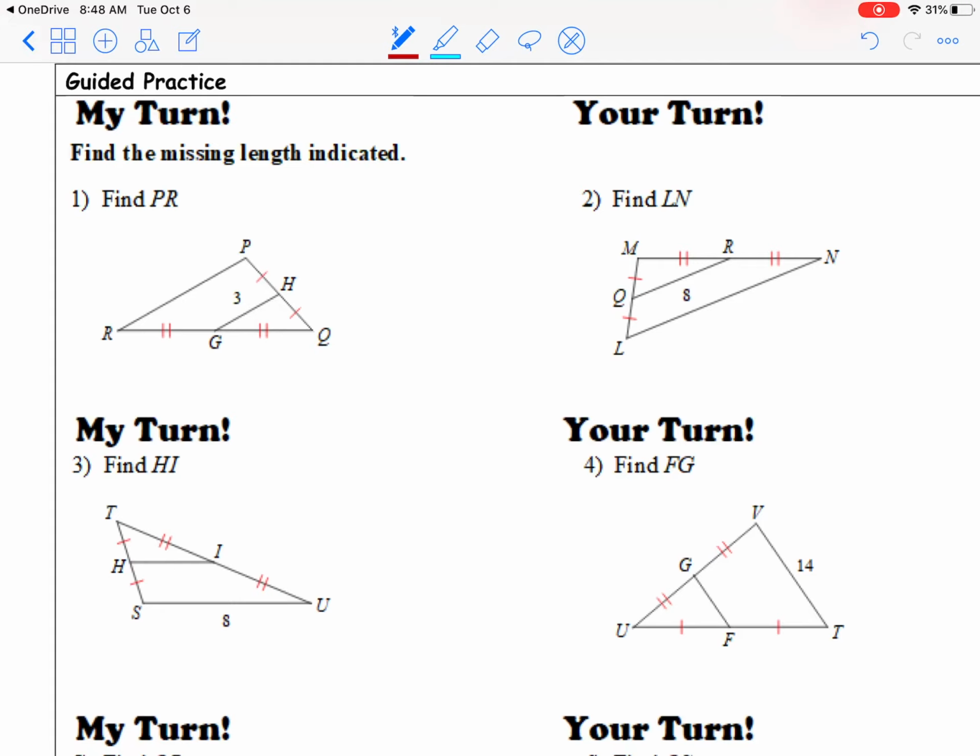All right, let's go ahead and do some guided practice problems. So we have here, find the missing length indicated. Find PR. We are looking for PR here, and we know that we're given the mid-segment. So if you remember, we said the mid-segment is half of the third side.